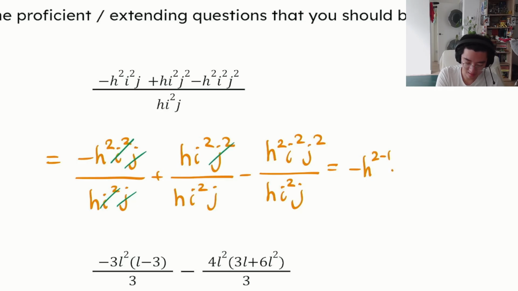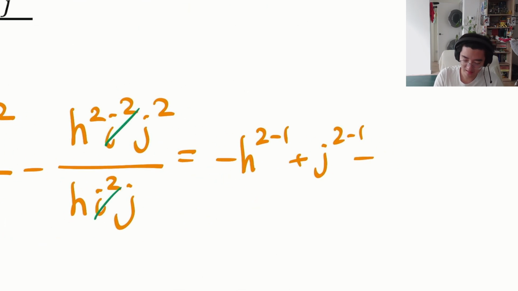J does not get cancelled. H here gets cancelled. I squared gets cancelled. We're left with plus J times (2 minus 1). I squared gets cancelled. H here is 2 minus 1, and J is also 2 minus 1.